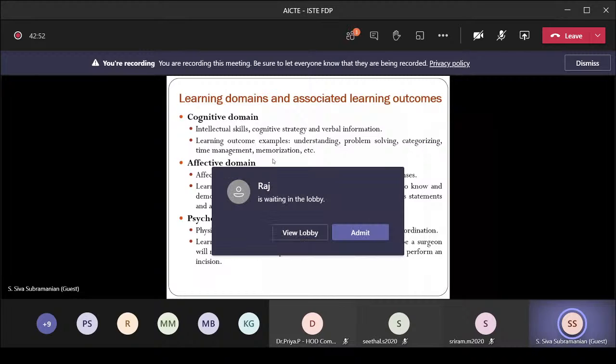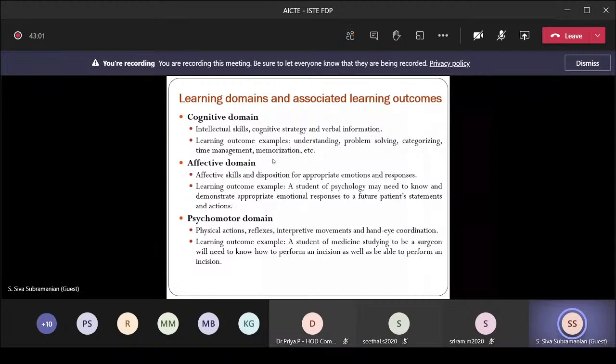The third domain we speak about is psychomotor. Psychomotor, as the name implies, is about physical actions, right? And hand-eye coordination. When somebody calls you by name, you immediately sense them and turn to them. You are directing your head or your eyes towards that person, right? When somebody raises a hand on us, I provide an opposite reaction, right? All these things are the psychomotor domain.